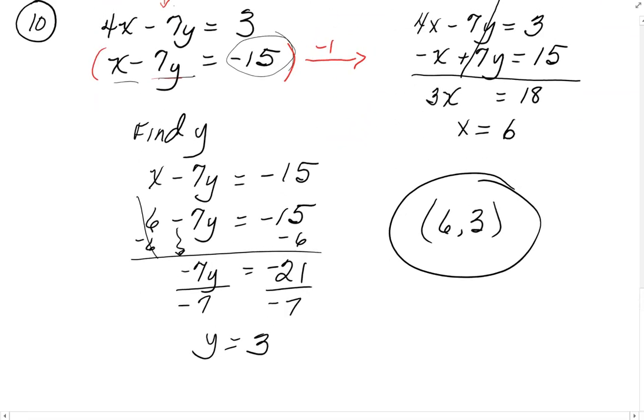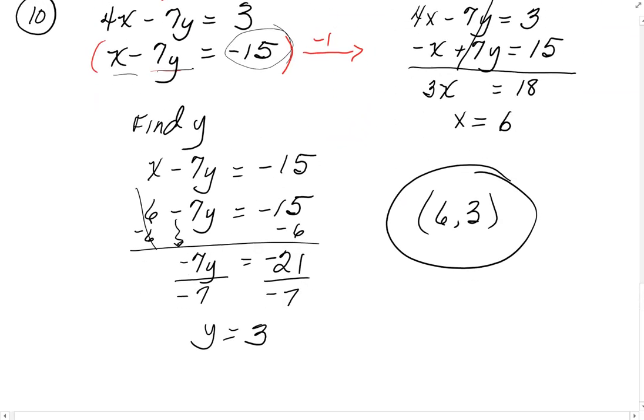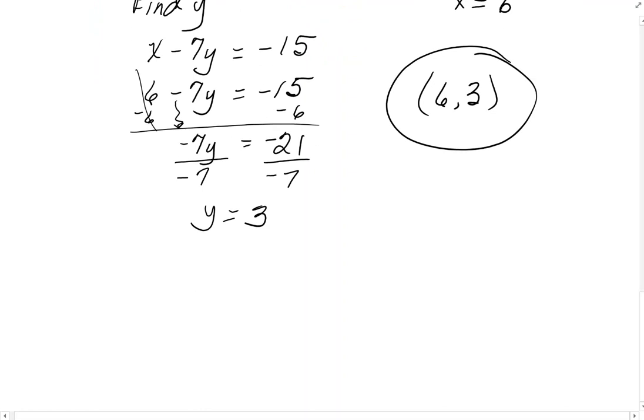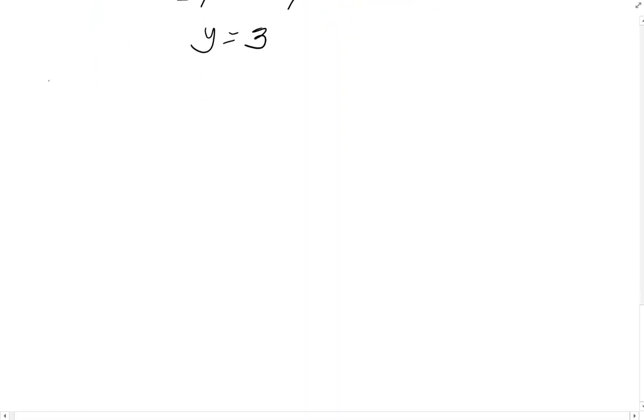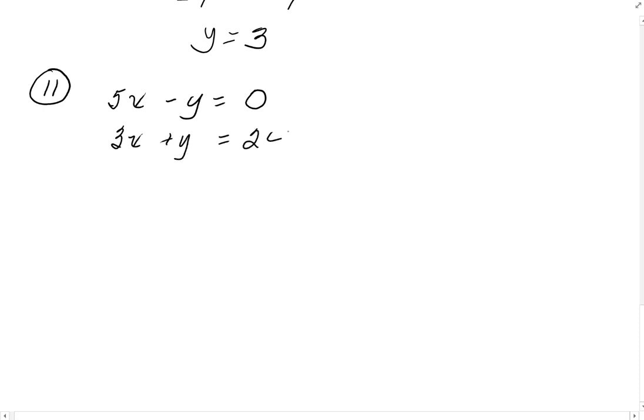And remember, if I'm moving too fast in this, you've got a pause button. So just pause it, catch up, and then continue with the video. Let's look at number 11. We have 5x minus y is equal to 0, and 3x plus y is equal to 24.